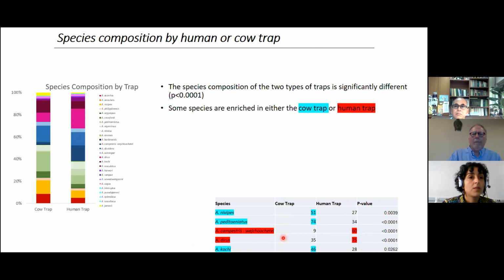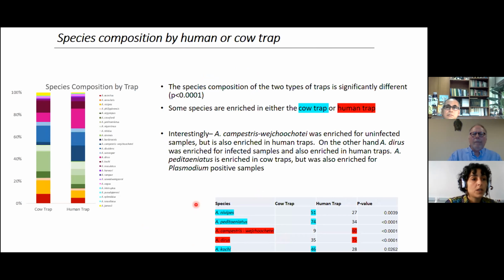And indeed, we have differences in the species composition of the 2 kinds of traps. And you can see that some species are enriched in the cow trap, such as Nivipes, Peditenatatus, or Cocci, and other species are enriched in the human traps, such as Campestri and Dirus. What was interesting is that we observed that Campestri was enriched in the human trap, but it was also enriched in the uninfected samples. Dirus was enriched both in infected samples and in the human baited trap, so supporting its renown about being a main malaria vector.